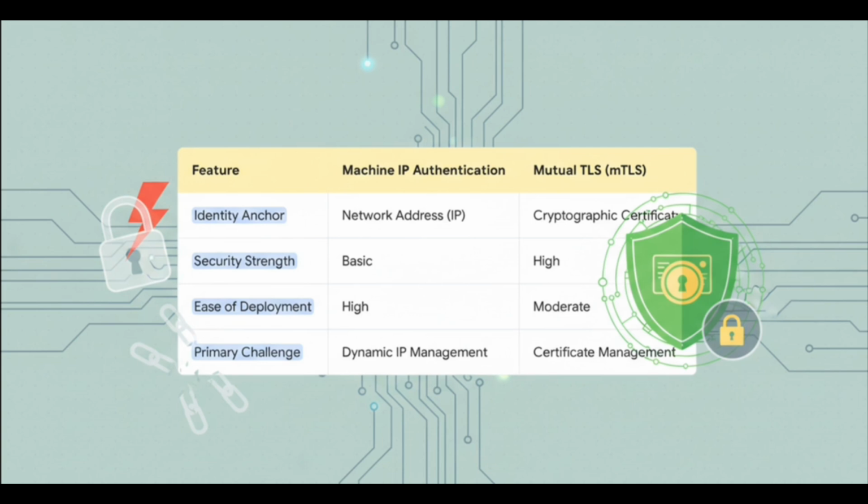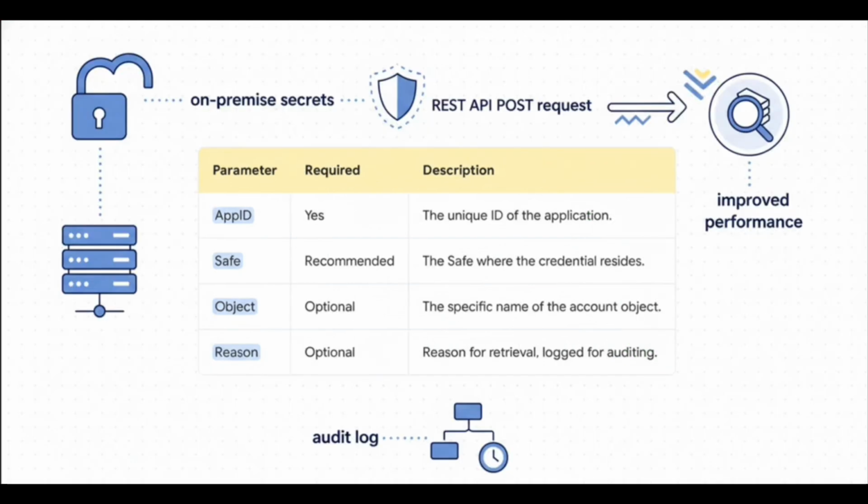For much, much stronger security, you've got mutual TLS, or MTLS. With MTLS, both the app and the CCP present cryptographic certificates to prove their identity. It's a trusted, two-way handshake. Yeah, it takes a bit more work to set up a public key infrastructure, but it is absolutely the gold standard for security. Once the app is authenticated, it just makes a simple REST API call to get the secret.